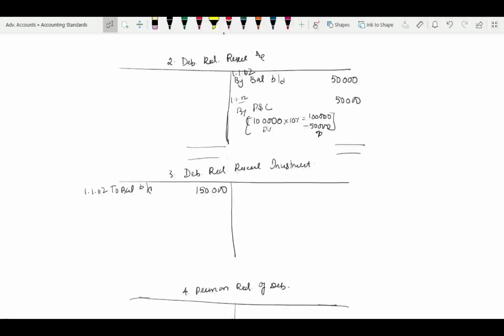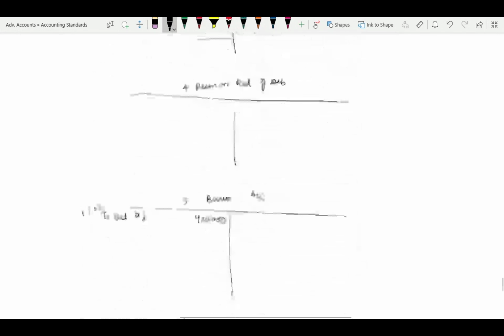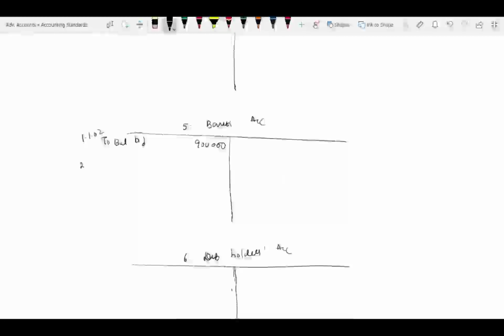Now DRI, debenture redemption investment, is completely there. The next entry is for sale of debenture redemption reserve investment. First I have to sell, then only go for redemption. If I sell, the entry is by bank, sold at par, therefore 1,50,000. This account is closed. In the bank, on 28/2/02, to bank, investment sold was 1,50,000.